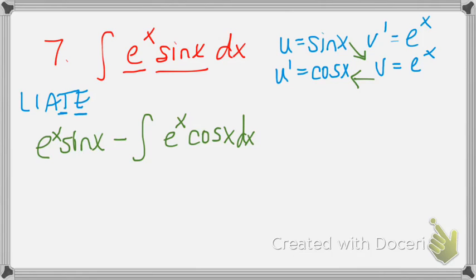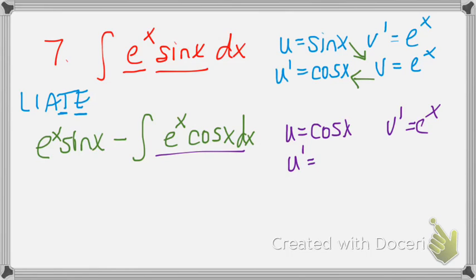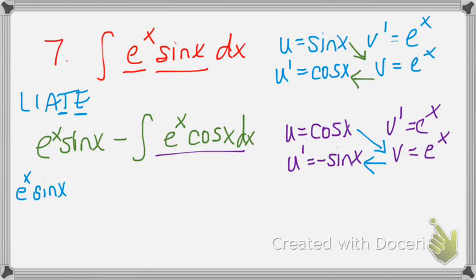Now, the weird thing here is that we don't know how to solve that. So we're going to have to do this integration by parts thing again. Our u is still going to be cosine. V prime is going to be the e to the x. The antiderivative is negative sine x. The derivative is e to the x. So we have uv minus the integral vu prime. Alright, this first e to the x sine x, it just comes on down.